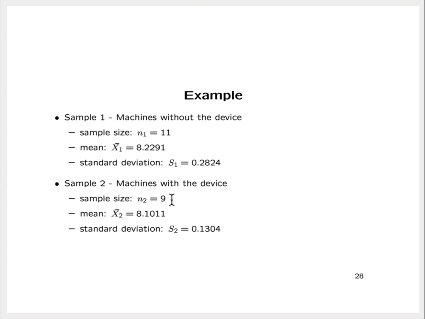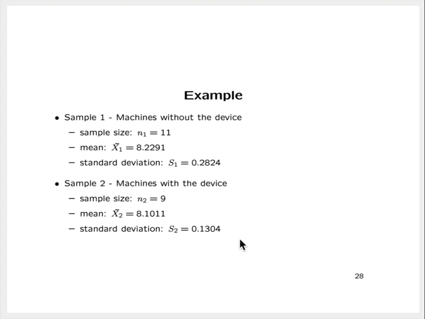The second sample is the sample from the machines that do have the new control device. The sample size for this sample is 9. The mean is 8.1011, and the sample standard deviation, S2, is 0.1304. Now, the question is, does the new control device reduce the variability of the fill weights of the peanuts that are being dispensed into jars?